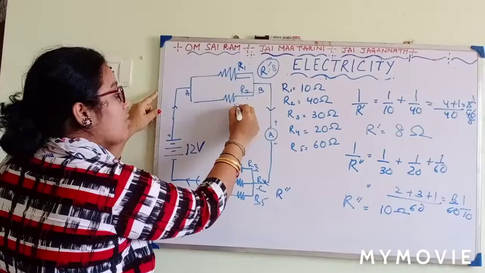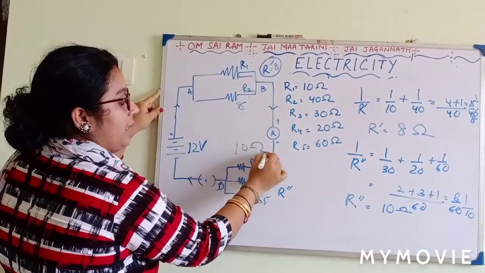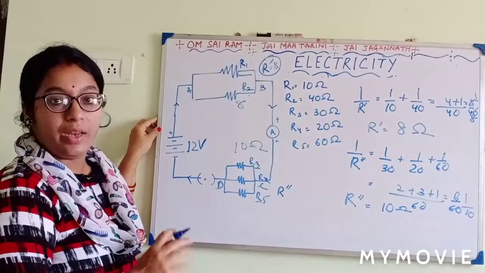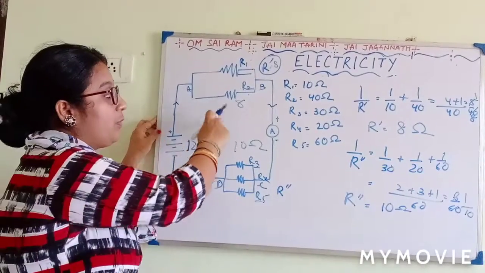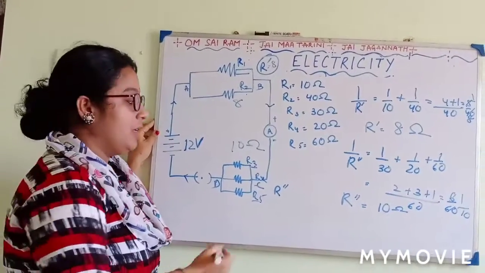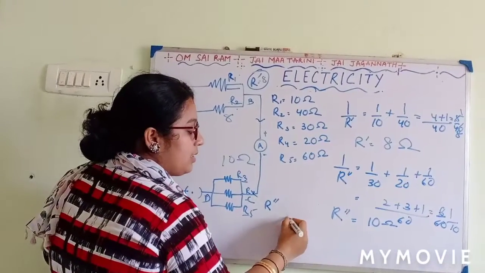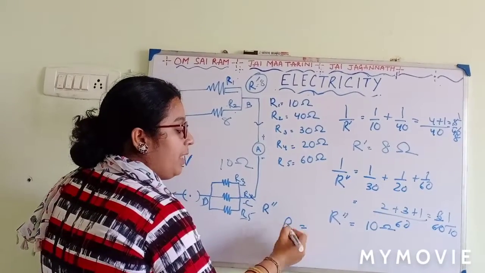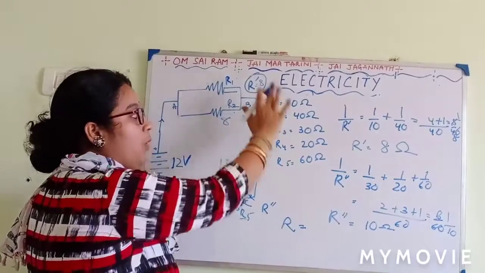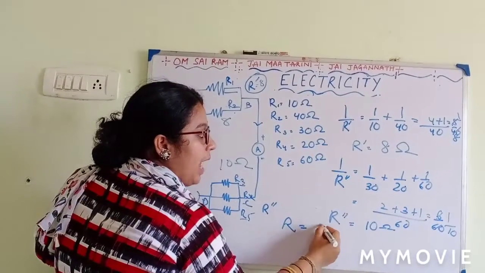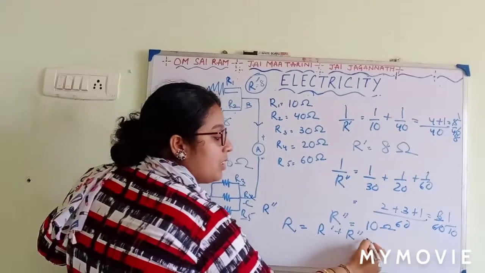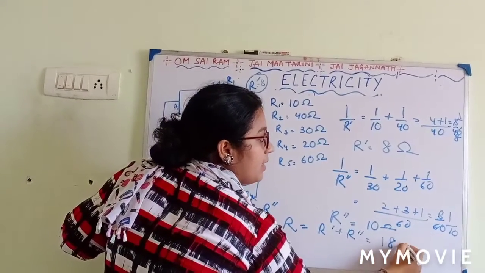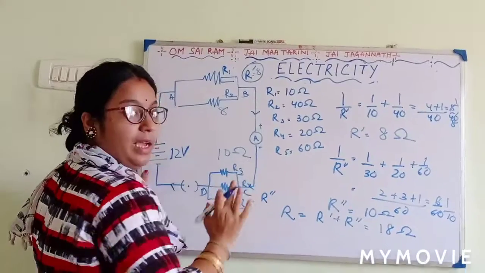And now this 8 ohm and this 10 ohm, are they lying between the same points? No, they are not lying between the same points. So what kind of combination is this? These both will be in a series combination. So now what will be the total resistance? Let it be R, the effective resistance of the whole circuit. So R dash plus R double dash, since they are in series combination, that becomes 18 ohm. 10 plus 8, that is 18 ohm.